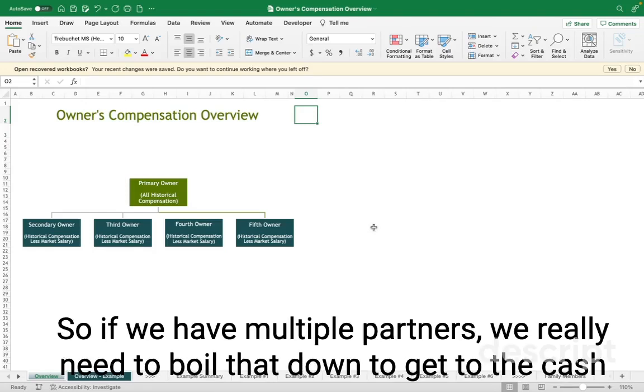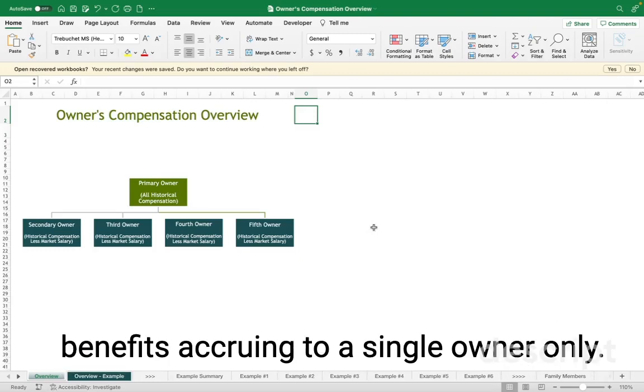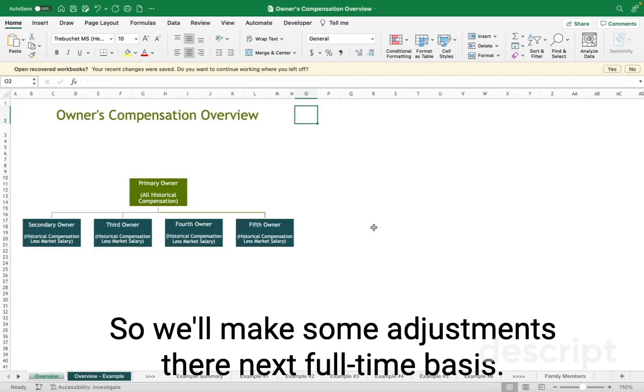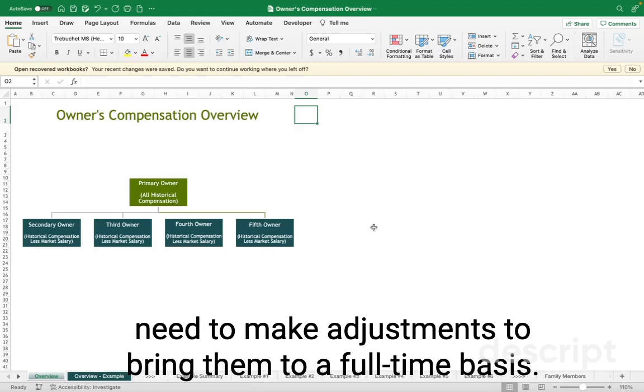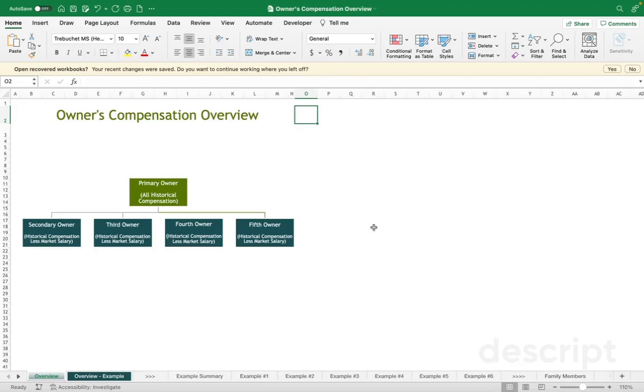So, if we have multiple partners, we really need to boil that down to get to the cash benefits accruing to a single owner only. So, we'll make some adjustments there. Next, full time basis. To the extent that an owner is part time or absentee, we will also need to make adjustments to bring them to a full time basis.